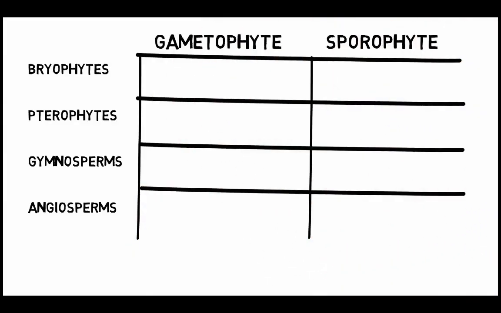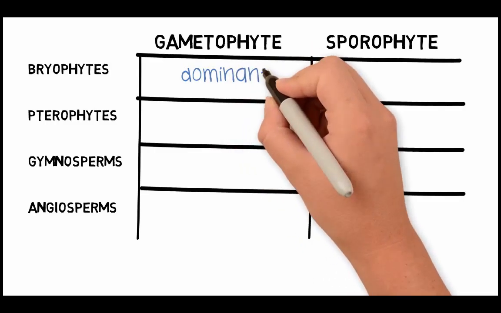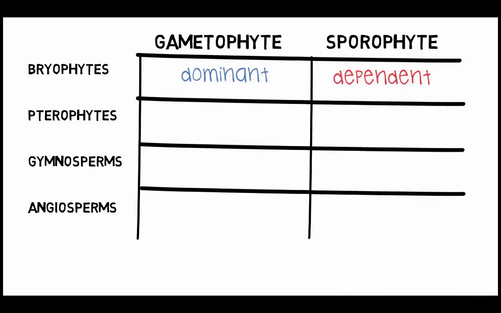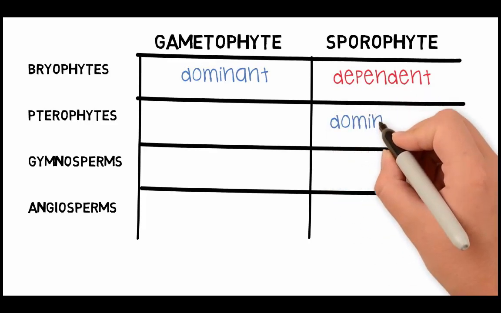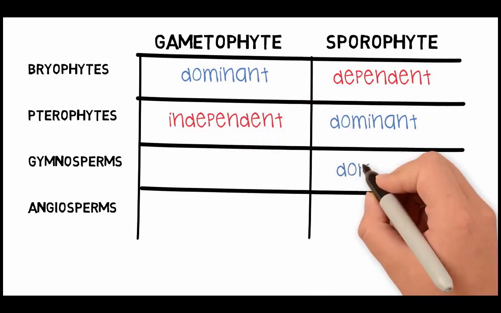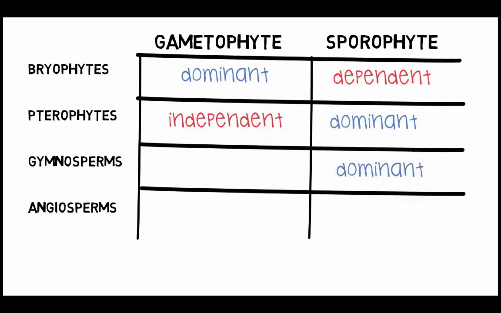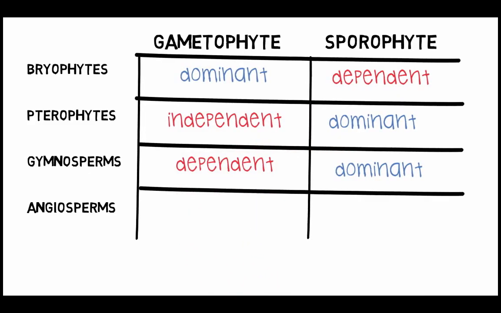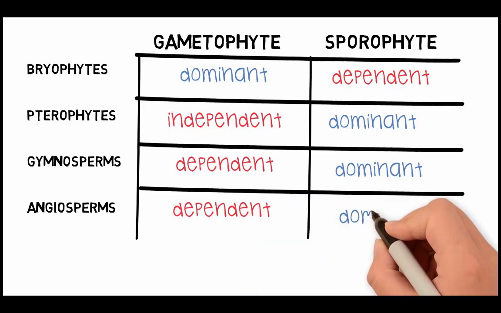In bryophytes, the sporophyte is dominant and the gametophyte is dependent. In pterophytes, the sporophyte is dominant, but the gametophyte can exist independently. In gymnosperms, the sporophyte is dominant and the gametophyte is dependent. This is also the case with angiosperms. This is an advantage because harmful genes can be masked in the diploid condition.